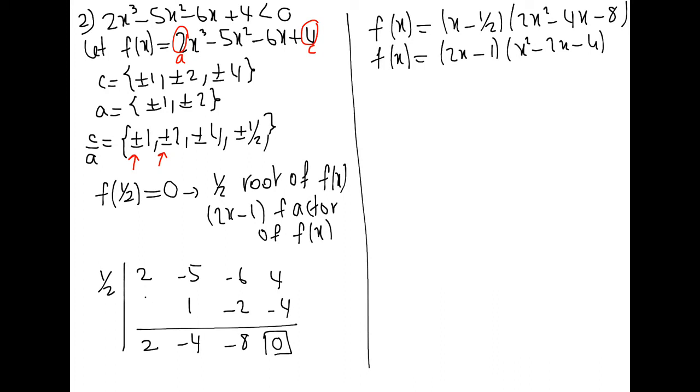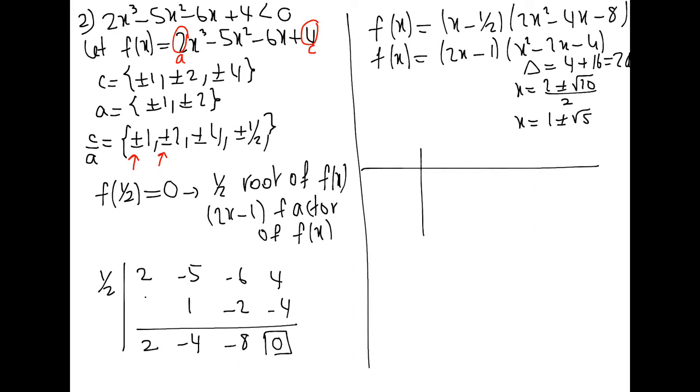Now, by finding the roots of the quadratic factor, we start by finding delta, which is 4 plus 16, which is 20. Then x would be 2 plus or minus square root of 20 over 2, which when we simplify this, we would end up with 1 plus or minus square root of 5. So these are the two roots of the quadratic factor.